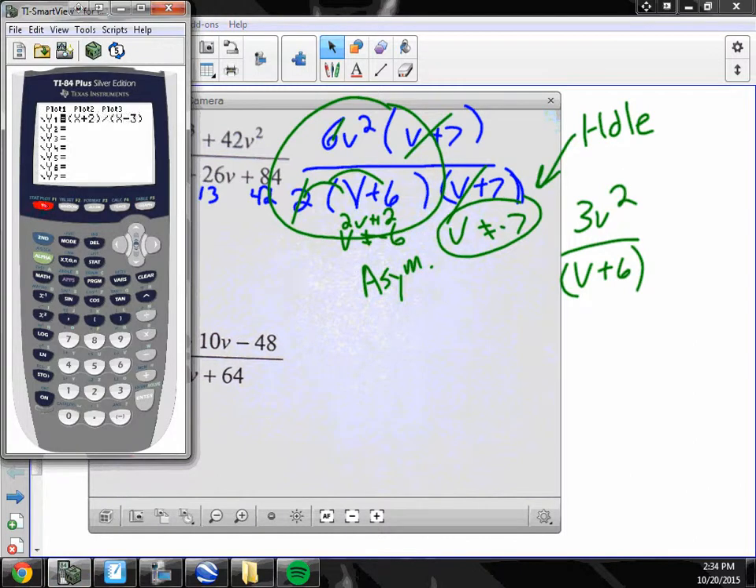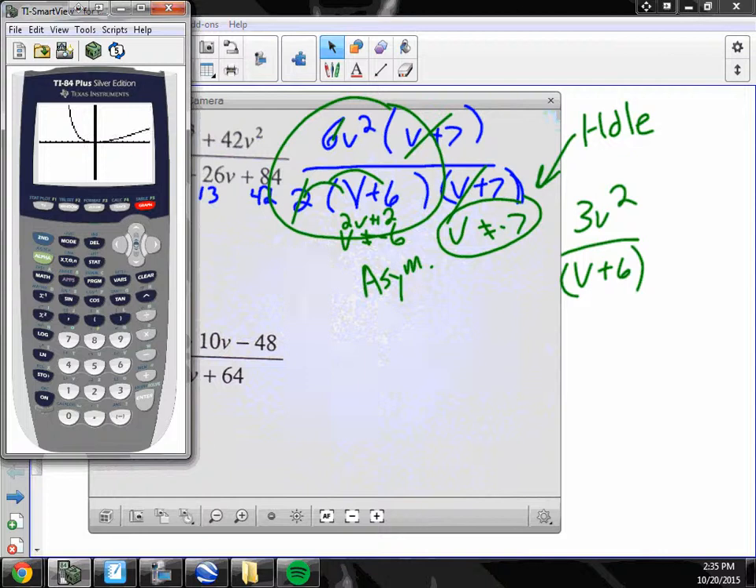So I'm going to go in 3x squared divided by x plus 6. I'm going to graph it. I can't really tell what's going on. There should be an asymptote at negative 6, right? But I don't see it. So what I need to see is more y values. So I'm going to go into my window, and I'm going to change my y window, let's say, from negative 50 to 50. See if I get a little bit better picture of what's going on.